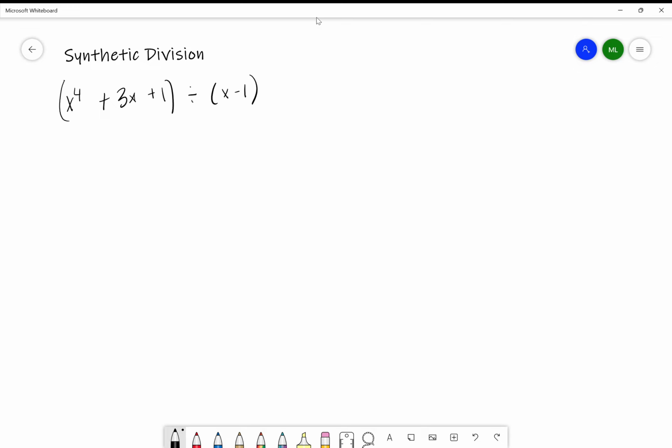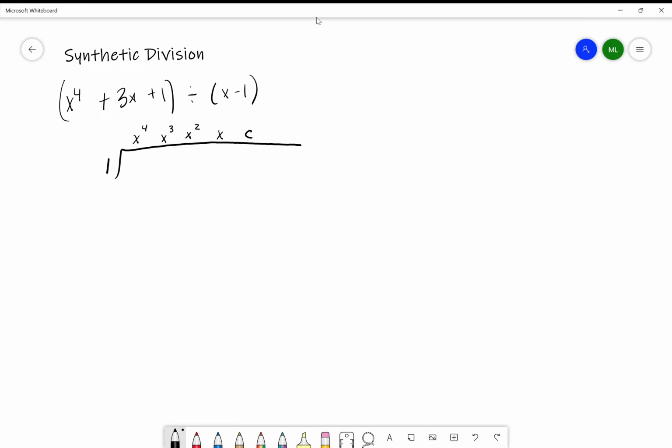So in our instance, we have x minus 1, so I will have 1 on the outside, and I will create my division bar. This is your x to the 4th spot, I have the x to the cube spot, x to the squared spot, x to the power 1 spot, which is just x, and then I have my constant all the way at the end here. You have to leave a spot for every one of the coefficients as you go down in descending degree order.